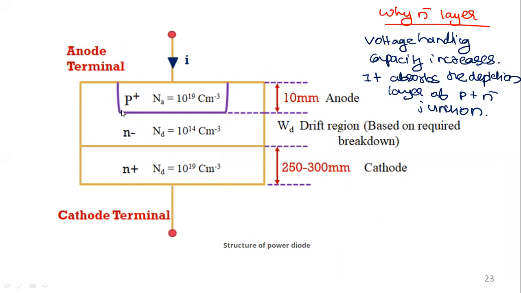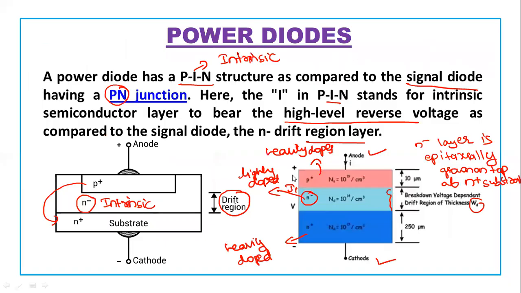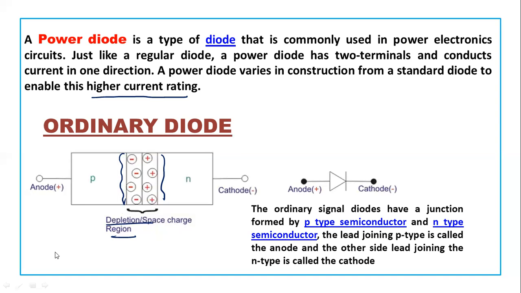I told you, junction J1 is formed here, so there will be a depletion layer here, right? So this N minus layer will absorb the depletion region. Ordinary signal diodes have a junction formed by P-type semiconductor and N-type semiconductor. The lead joining the P-type is called the anode. We know these things. The other side, joining the N-type, is the cathode.